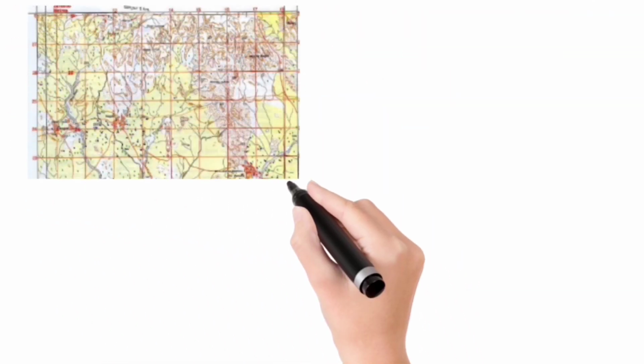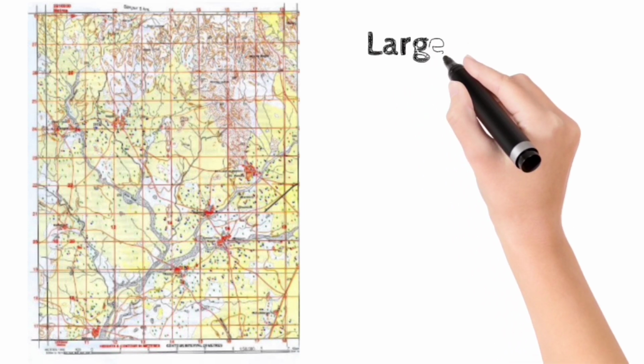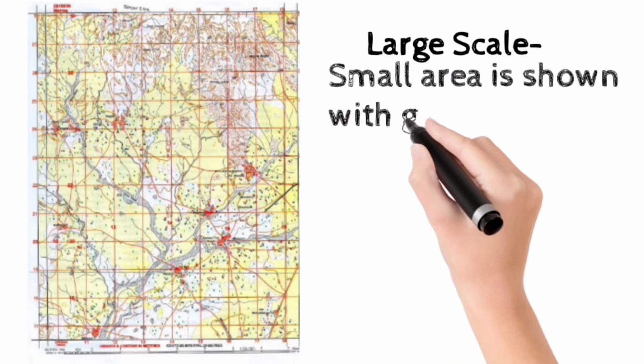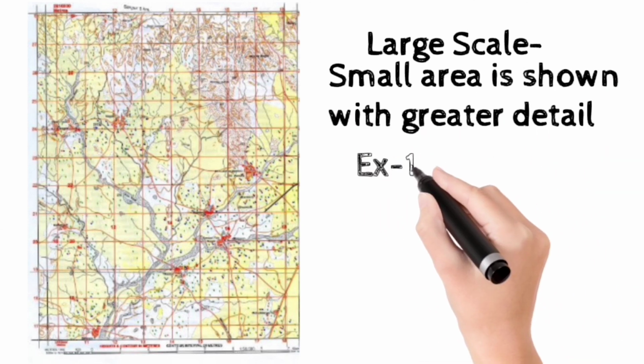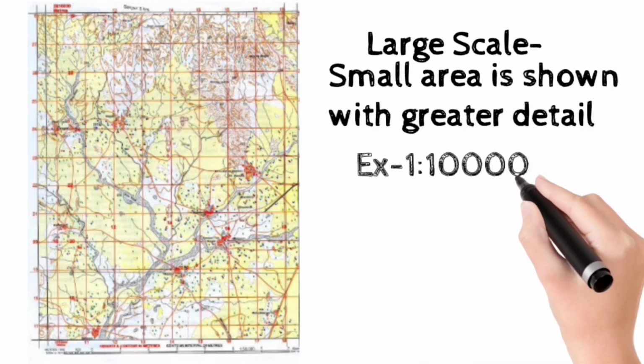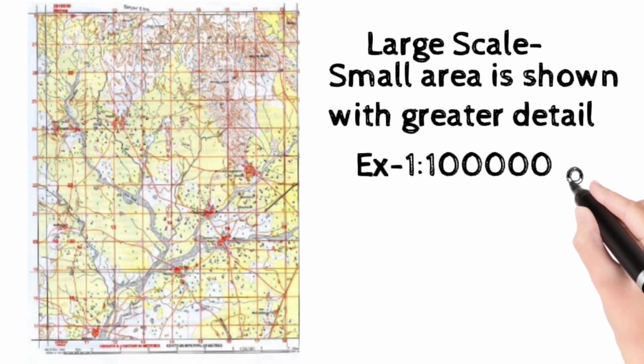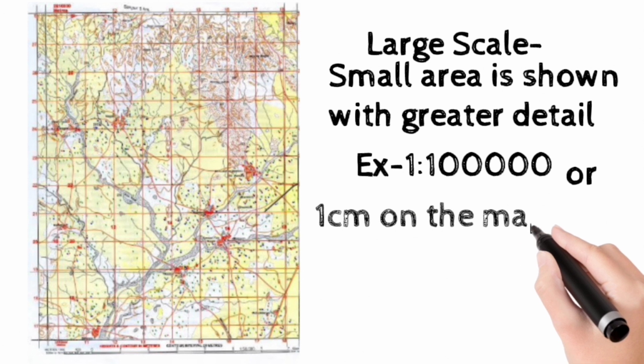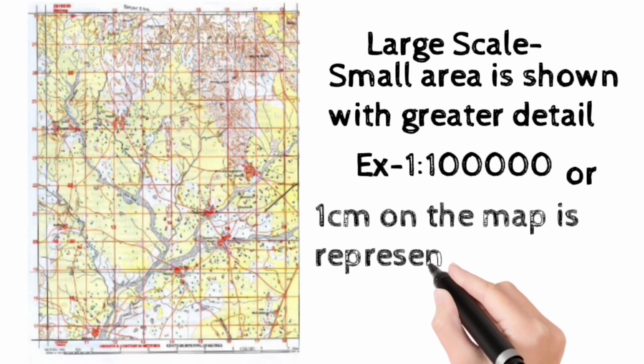Here is the example of large scale map, a part of toposheet which shows smaller area on the ground in greater detail. Here map area decreases as scale increases. So we can conclude map area is inversely proportionate to the size of the scale.